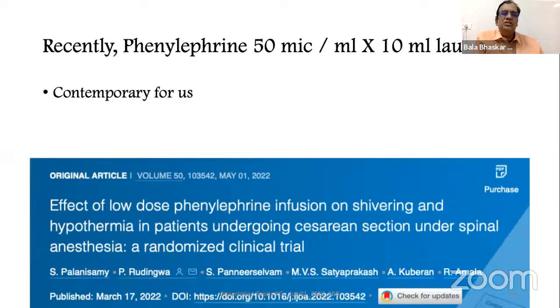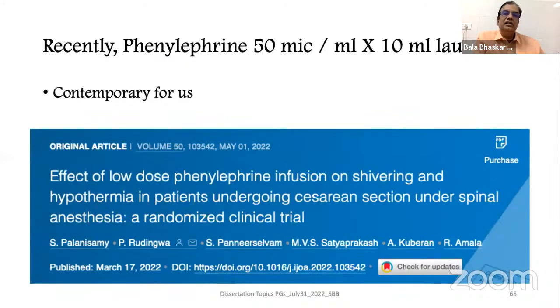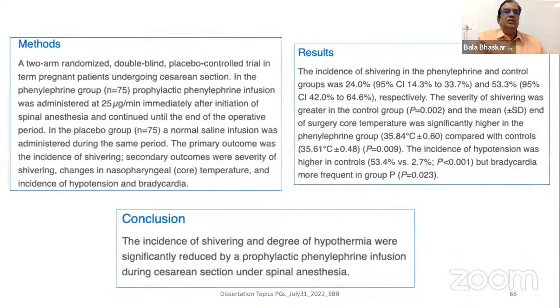No. What we can do is, for example, this is a recent article published in May, and it talks about the effect of low-dose phenylephrine infusion on shivering and hypothermia in patients undergoing cesarean section under spinal anesthesia. Okay, so it's not talking about the hypotension aspect at all. It is talking about shivering and its control. Of course, it's a new article. If you at least look at the abstract, you'll get the methods.